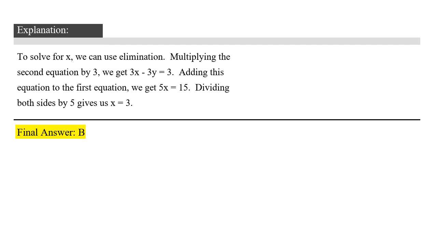To solve for x, we can use elimination. Multiplying the second equation by 3, we get 3x plus 3y equals 3. Adding this equation to the first equation, we get 5x equals 15. Dividing both sides by 5 gives us x equals 3.